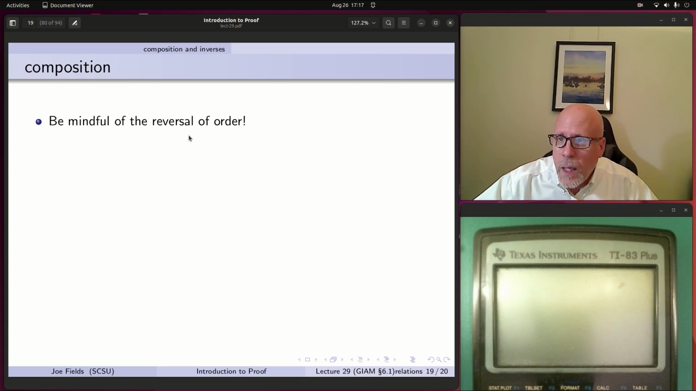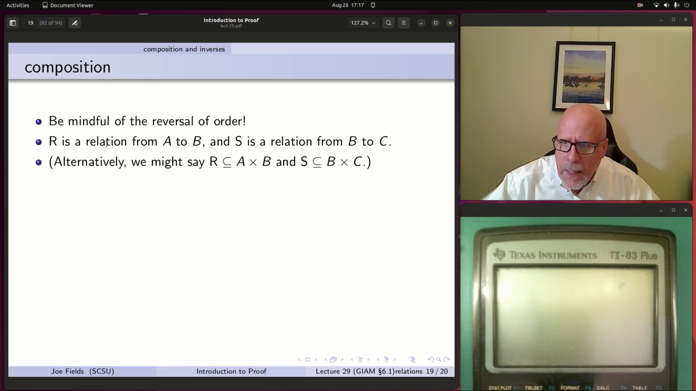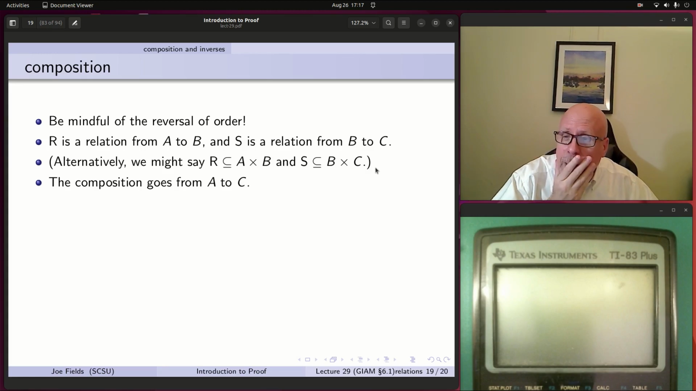Okay. There is a reversal of order that we need to watch out for. I think I've said this once or twice. But R is going from A to B, and S is going from B to C. Okay, we could say that in terms of Cartesian products too, that R is a subset of A cross B, and S is a subset of B cross C. Still, the composition ends up going from A to C, so it's a subset of A cross C.